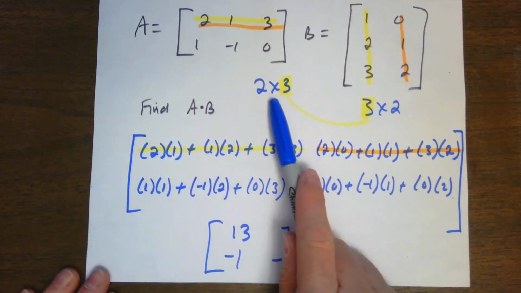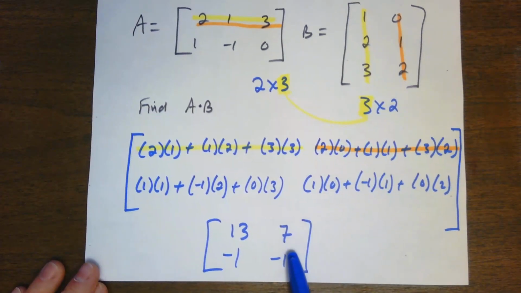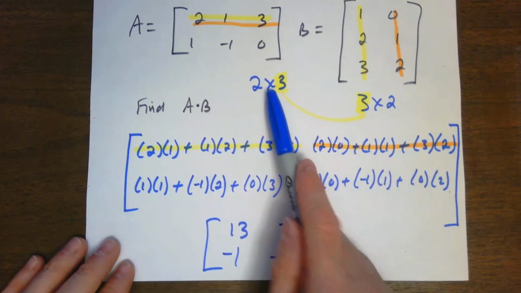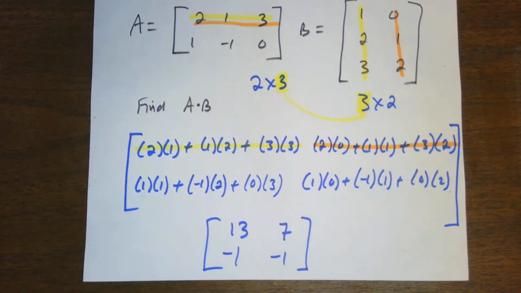So here I'm multiplying a 2 by 3 times a 3 by 2, and I'm getting a 2 by 2. If I did it the other way around, a 3 by 2 times a 2 by 3, I'd end up with a 3 by 3. You know, very strange. The rules for multiplying matrices are very strange.